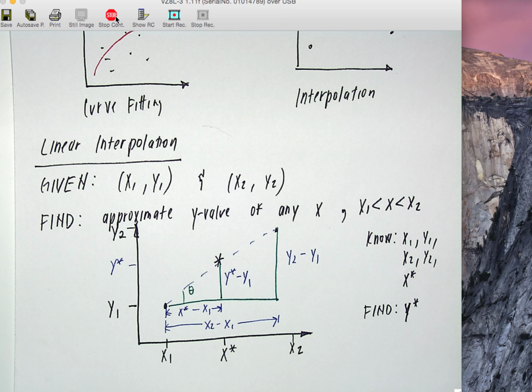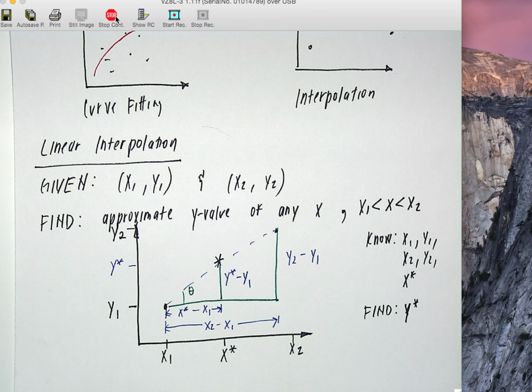So similar triangles means that they both have the same angle at this side. So we can use SOHCAHTOA to say that the TOA, the tangent of this angle, should be equal to the opposite over adjacent of both triangles.